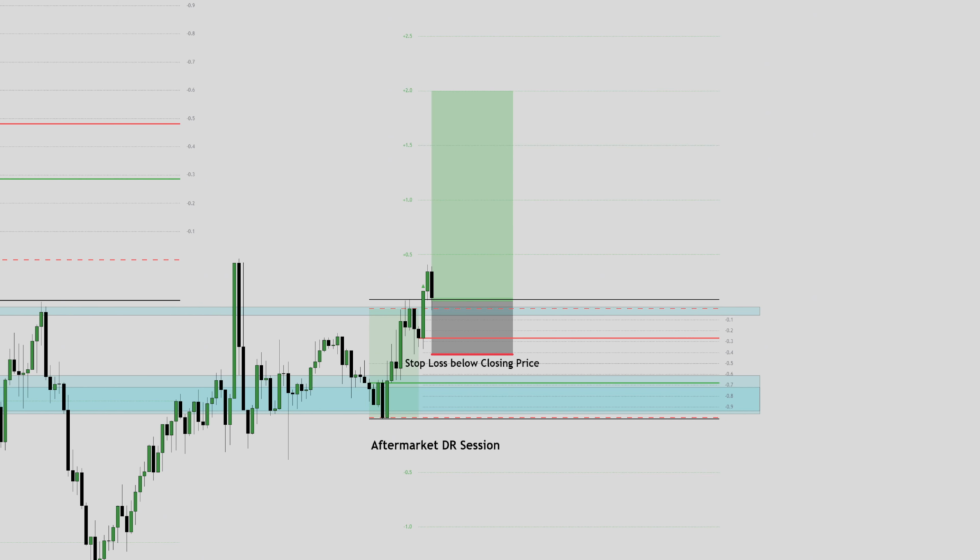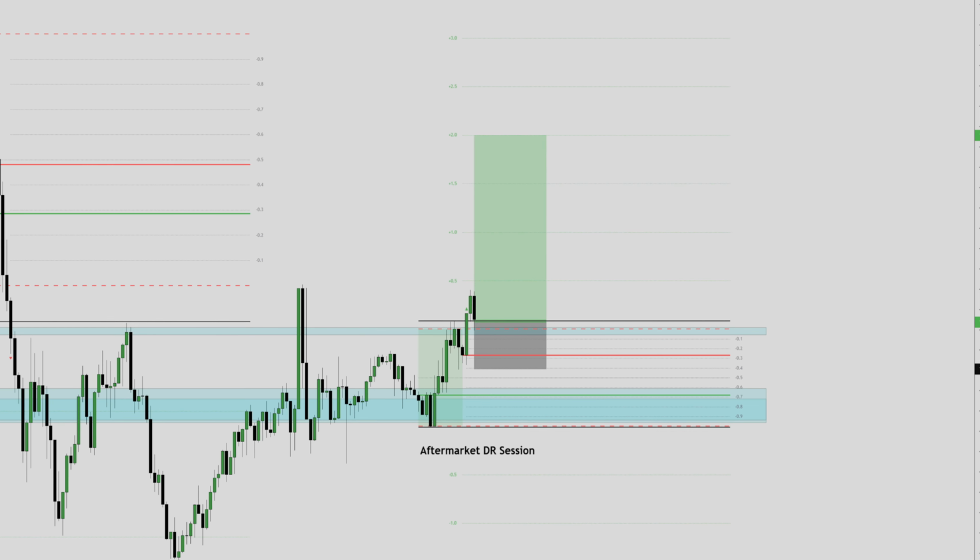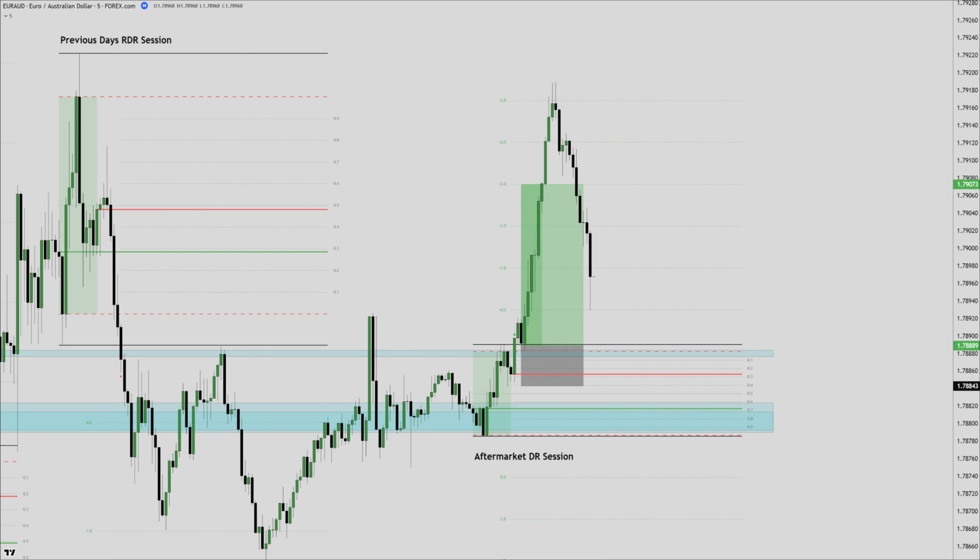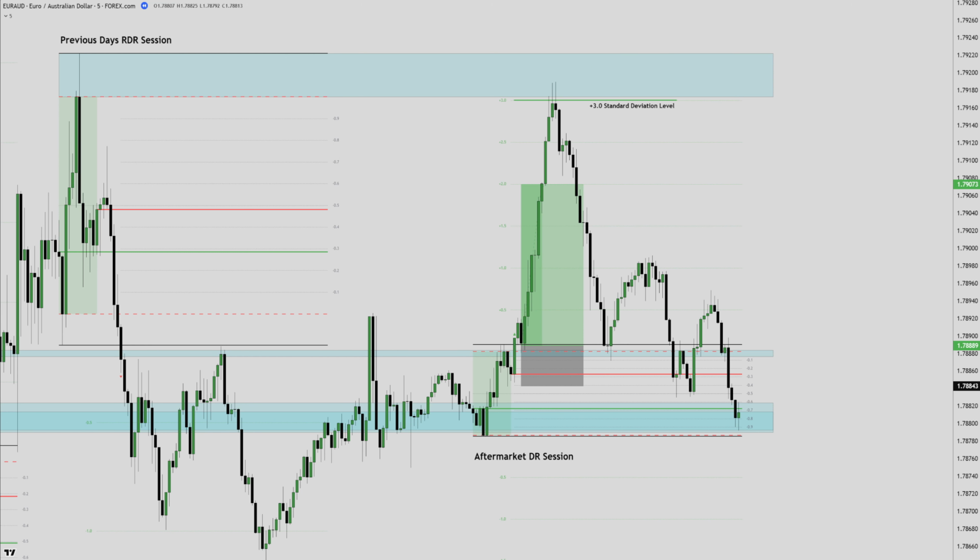That's your first shot for the session, with your stop loss covering at least the closing price here. The closing price in a green DR box is also very sensitive. Price immediately keeps going, hits the target, and even extends toward the +3 standard deviation level that also perfectly aligns with the previous day's DR level.